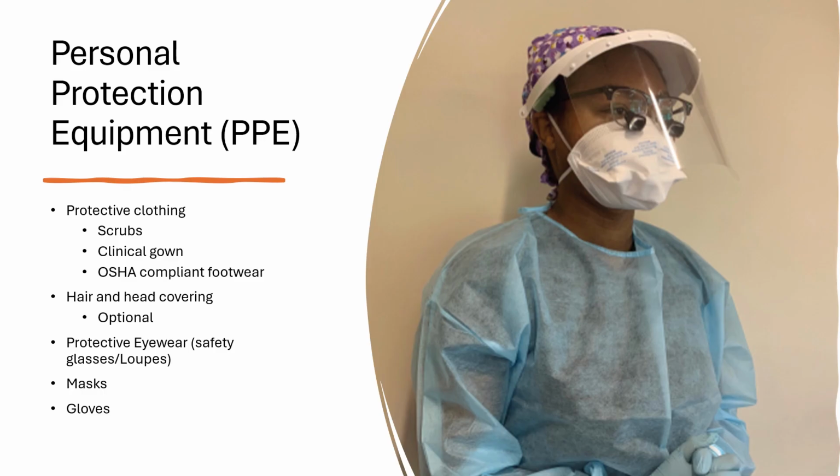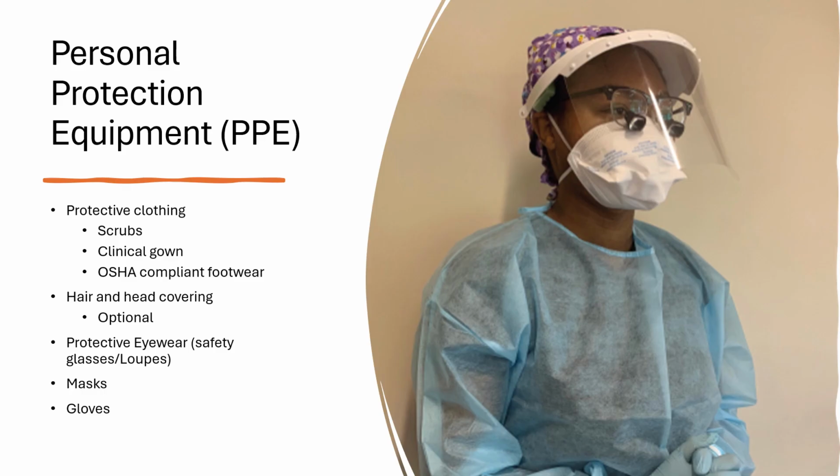The other way is something called PPE, or also known as personal protective equipment. Personal protective equipment is going to be your protective clothing, your scrubs, your clinical gown, which we will provide for you. We are going to make sure that you are wearing your OSHA compliant footwear. Your hair must be up. Doesn't necessarily need to have a covering, but your hair needs to be out of your face. So if you tip your hair down and your hair comes past your eyes, you got to pin it up. Okay? Headbands, bobby pins, and your hair can't go over your shoulder.